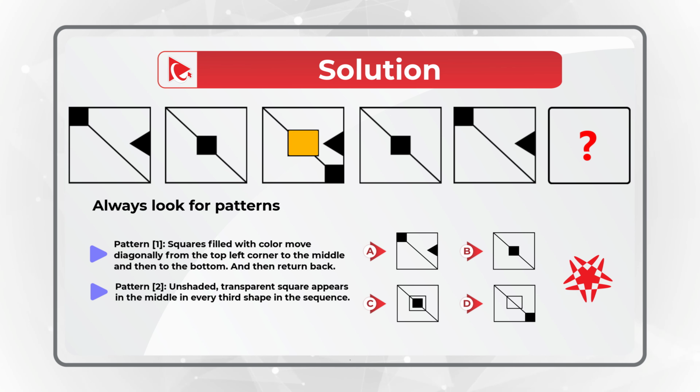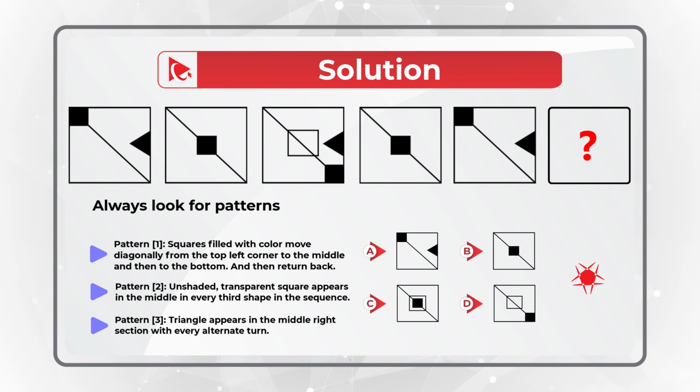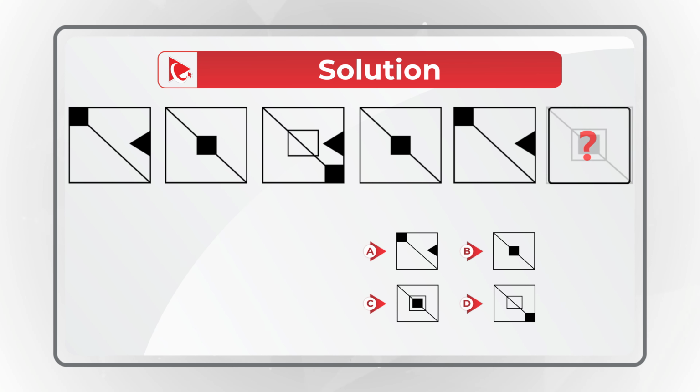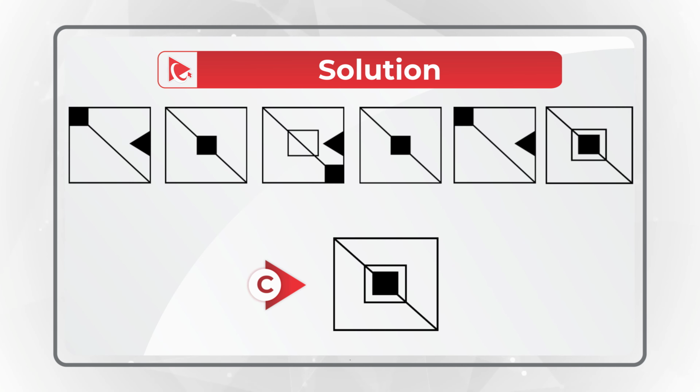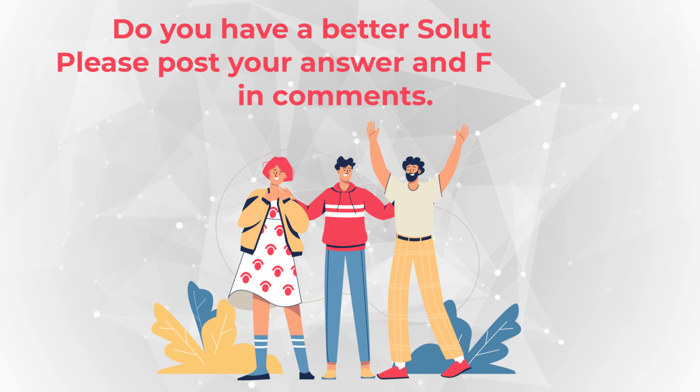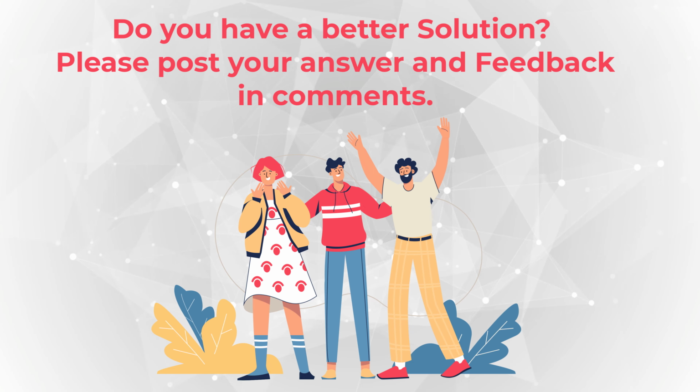The second pattern is that unshaded, transparent square appears in the middle of every 3rd shape in the sequence. And then the third pattern is that triangle appears in the middle right section with every alternative shape. This is why the correct choice here is the rectangle with the black square as well as unshaded, transparent square inside the middle, but without the triangle. Hopefully you've nailed this question and now know how to answer similar problems on the test.